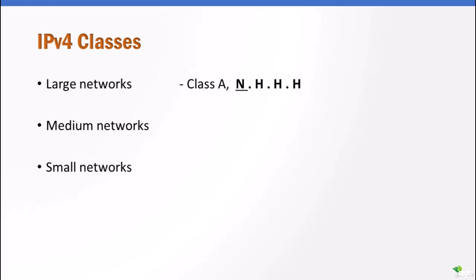That means that there is only 256 Class A networks. One Class A network has 2 to the power of 24 different host addresses, or different combinations for the host portion of the address. 2 to the power of 24 is somewhere around 16 million addresses. Now, hopefully you'll agree with me that there's probably not many networks in the world that actually need that many public addresses.